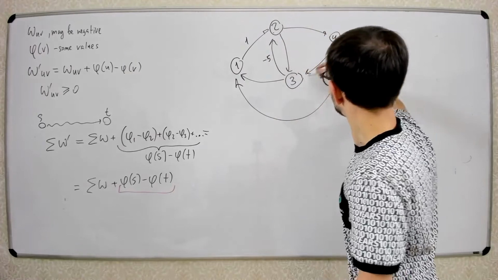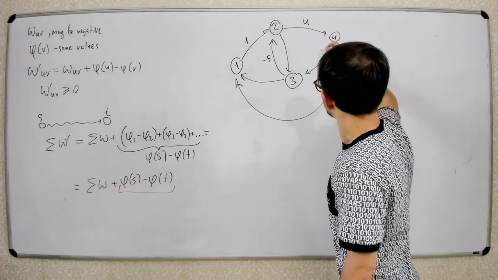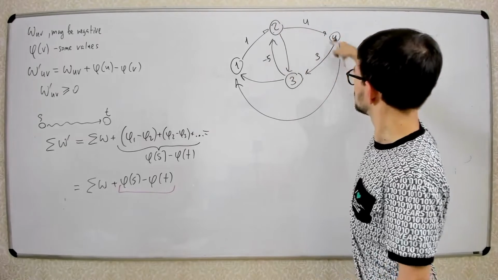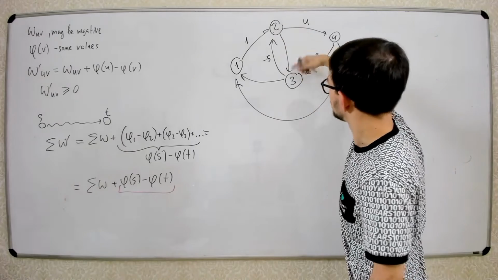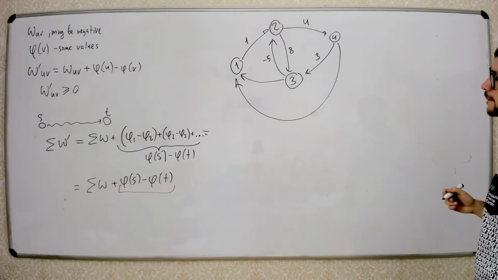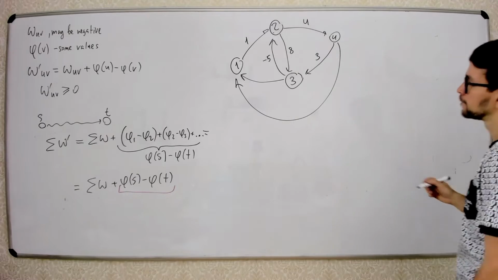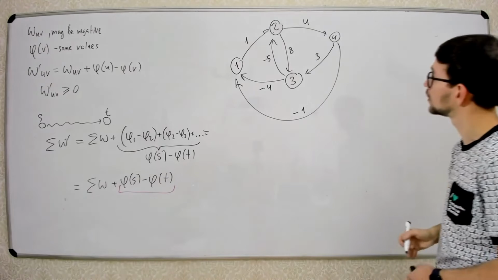So I have this cycle. I want this cycle to be non-negative. So let's apply something like 4 and 3 here. So this cycle is non-negative. Now I have this cycle. I want it to be non-negative. So let's put 8 here. Let's say minus 4 here and minus 1 here.